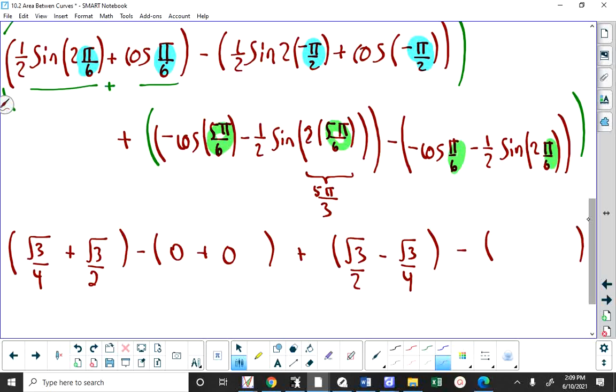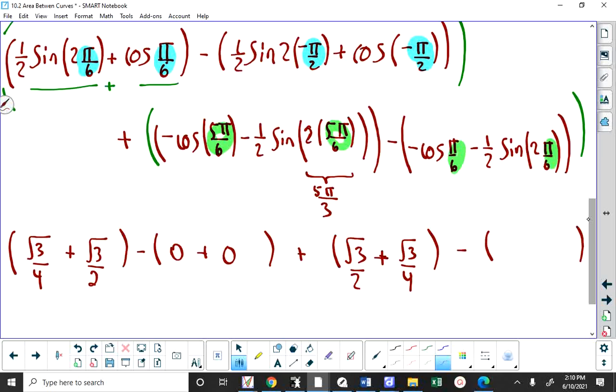Negative cos 5 pi over 6. Well, cos 5 pi over 6 is negative root 3 over 2 times negative is root 3 over 2. 5 pi over 3, 1, 2, 3, 4, 5 is negative root 3 over 2 times negative a half. It's positive. Yes? Okay. I seem to have a feeling in my head that this set of numbers should be equal to this set. I don't know why I'm saying that, but to me it kind of makes sense because these two integrals are the opposite of each other, although the numbers are different.